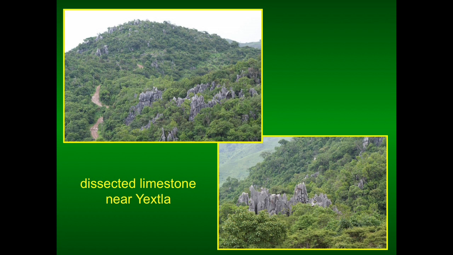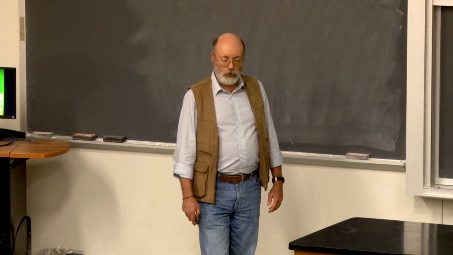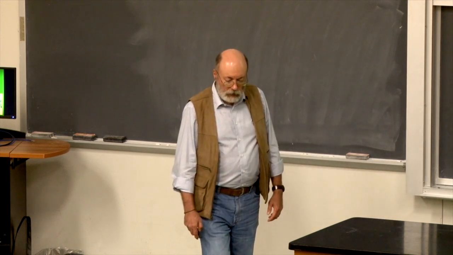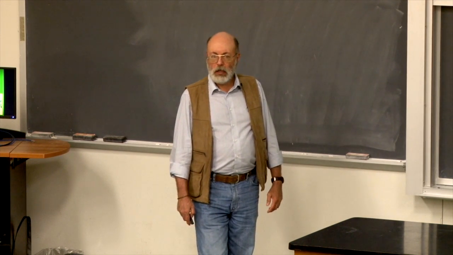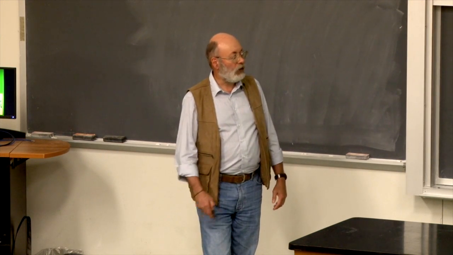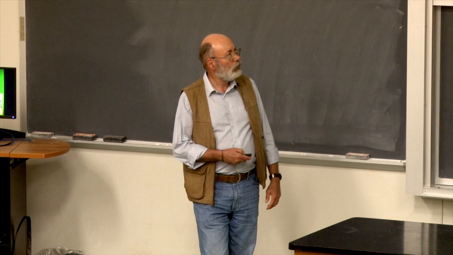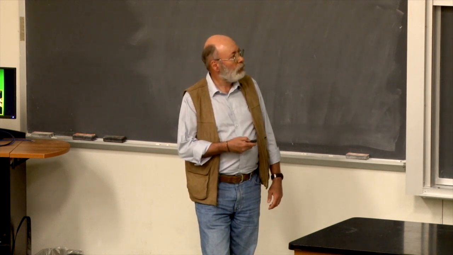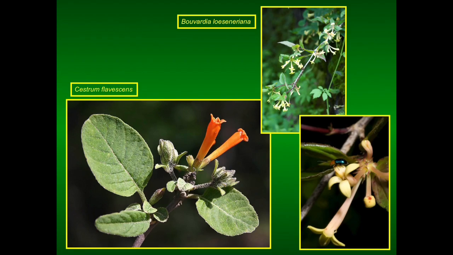There were also these weird areas where you had these highly dissected limestone ridges, where if you took a wrong step, instead of stepping on the ground, you'd find there was a big hole. And it was very sharp where the edges of the rock were, so it was actually very dangerous to walk around there. But some of the really neat plants were there. Cestrum is a member of the potato and tomato family, and the Bouvardia is a member of the coffee family.